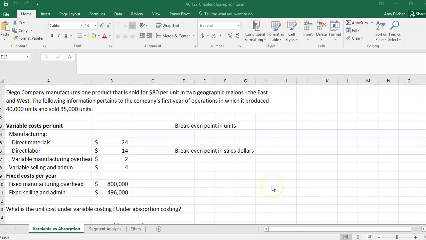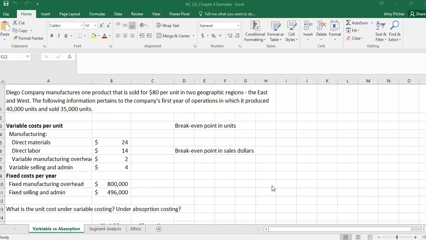In Chapter 6, we look at variable versus absorption costing and segment analysis. We're going to look in this example at a company. First, we're going to do some variable versus absorption analysis. Then we'll look at segment analysis for the same company. And last, we'll look at a quick ethics question in the variable versus absorption costing.